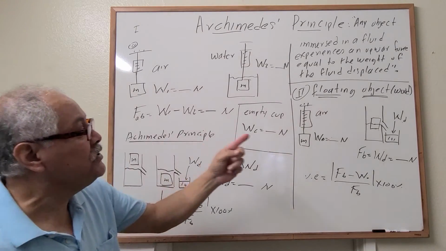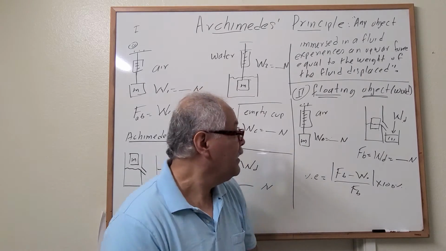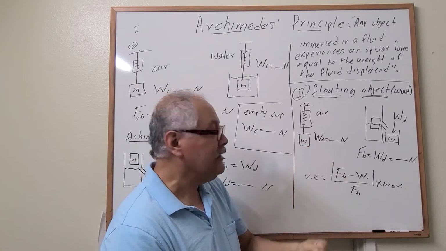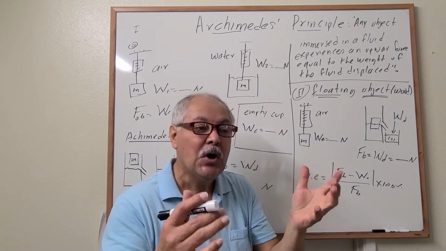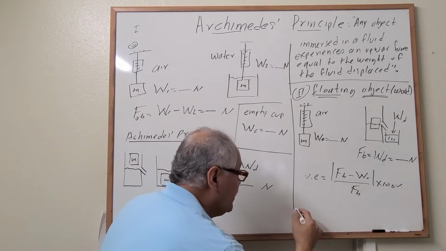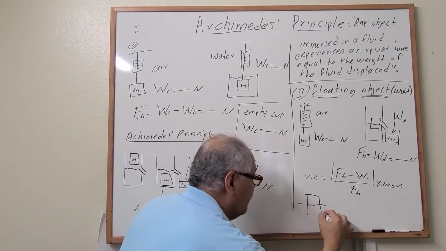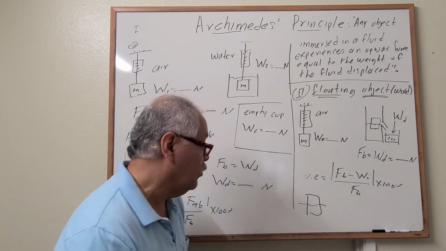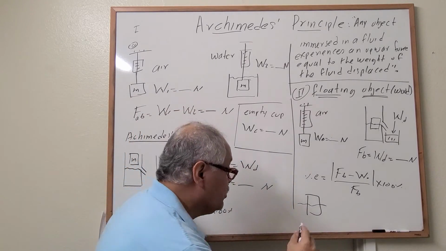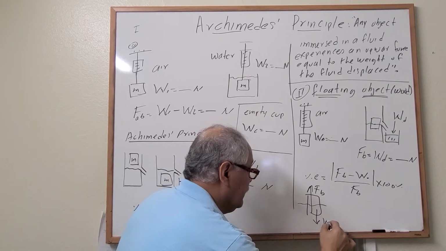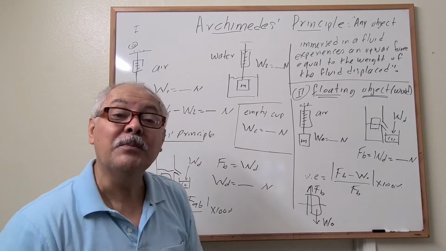Perfect. Now let's go to floating objects. This is part 2. The same thing, we have to find the weight in air, and according to Newton's second law, let's see what happens. Imagine that we have a floating object. It's in equilibrium. Now let's try to find the net force. Well, we need to find the forces. So we have a force going up, this is the buoyant force, and we have the weight. Correct.